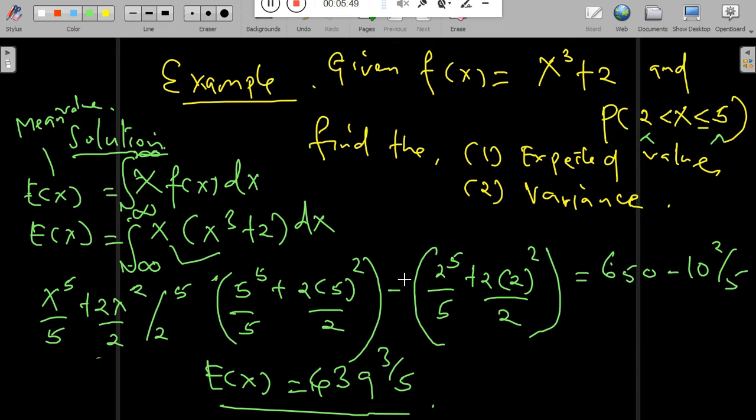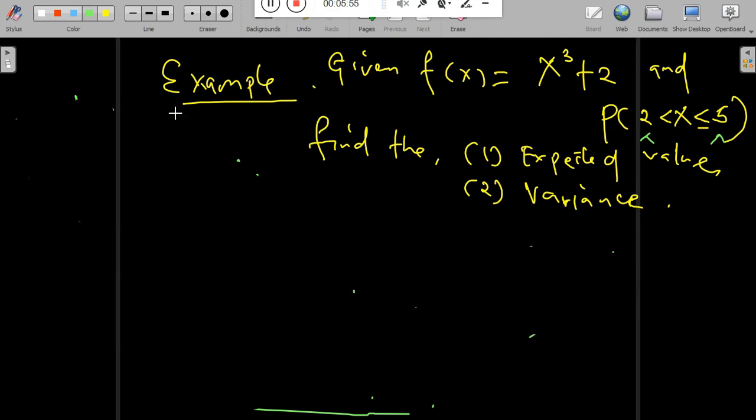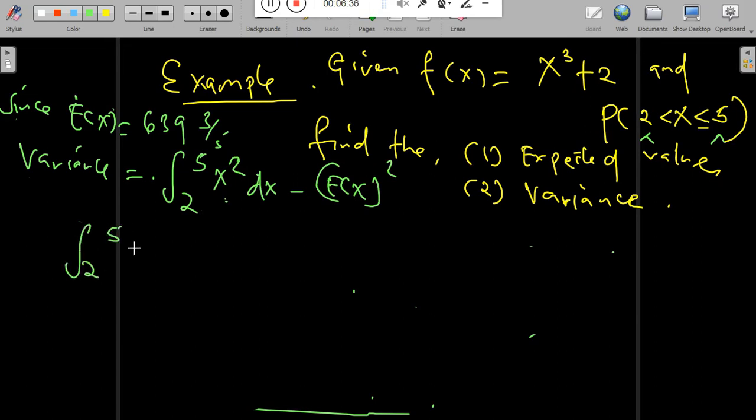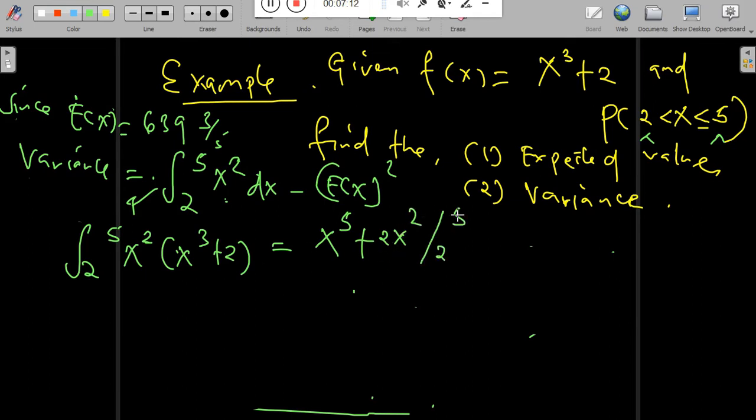Now let's work to find the variance. Since the variance is given by the integral with limits 2 to 5 of x squared f(x) dx minus mu squared, where mu represents the expectation mean squared, we take the integral from 2 up to 5 of x squared times the function x cubed plus 2. This will give x to the power 5, then plus 2x squared, with limits 2 to 5.